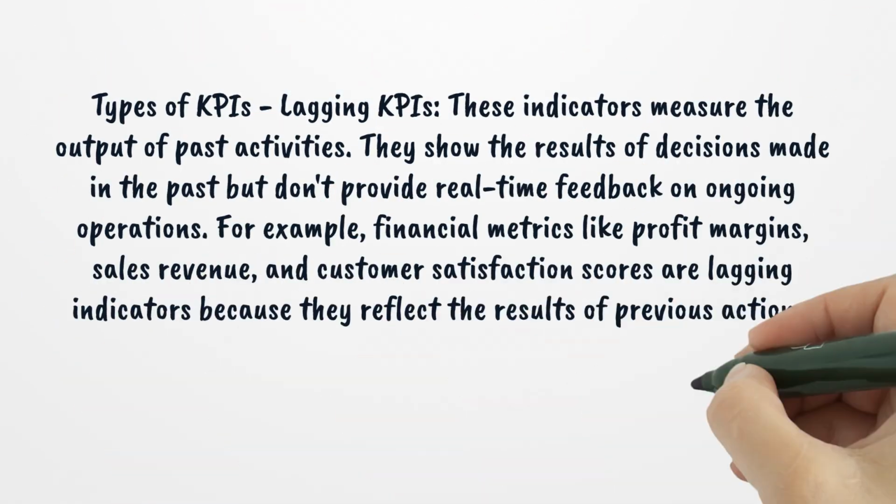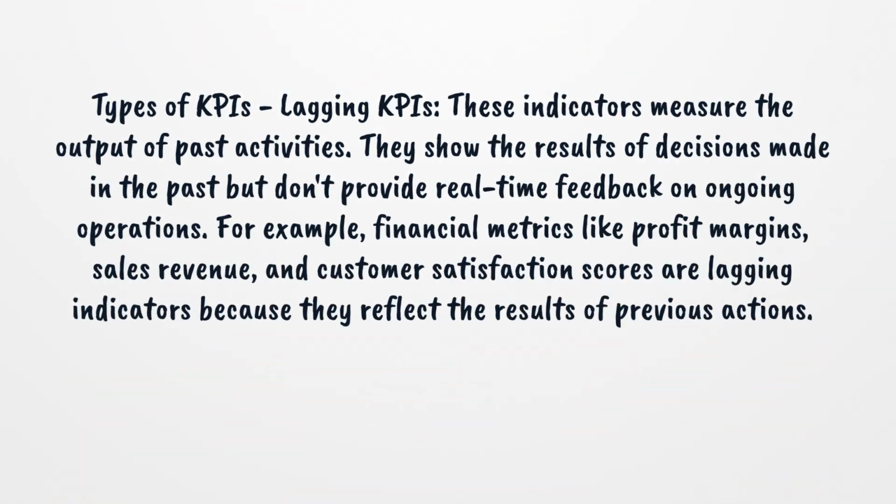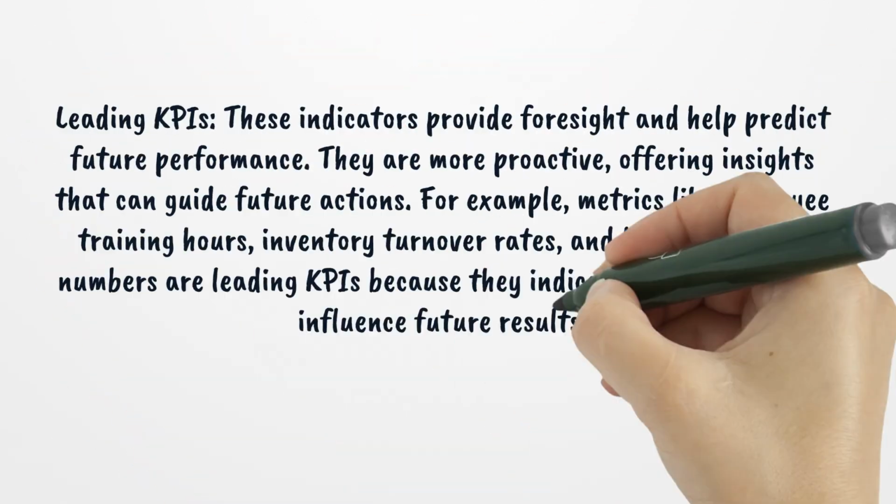Types of KPIs. Lagging KPIs. These indicators measure the output of past activities. They show the results of decisions made in the past but don't provide real-time feedback on ongoing operations. For example, financial metrics like profit margins, sales revenue, and customer satisfaction scores are lagging indicators because they reflect the results of previous actions.